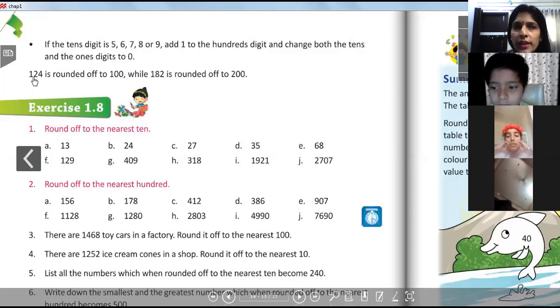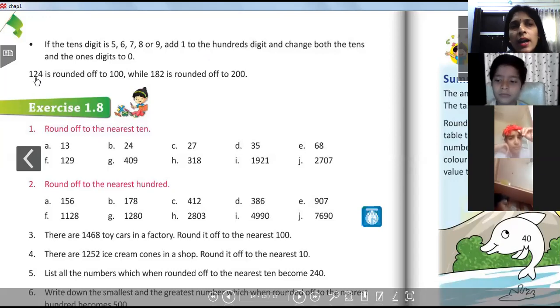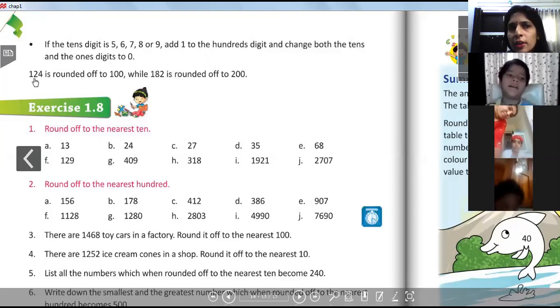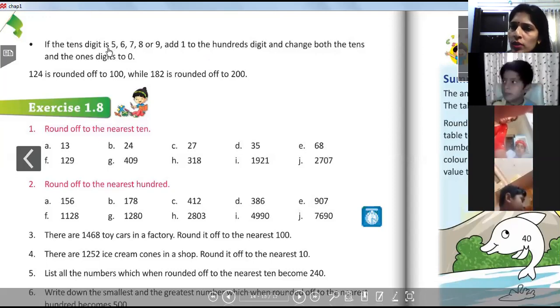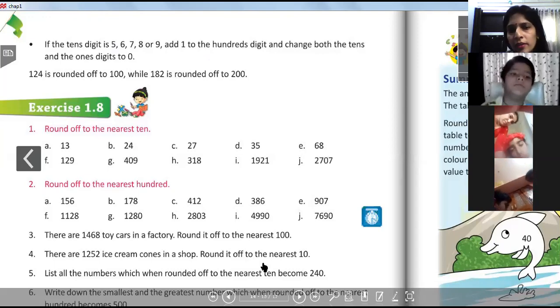So here I am having an example, 124. We check the digit at the tens place, as it is 2, means less than 5. So changing the tens and ones digits to 0, the digit at the hundreds place, 1, remains the same. Okay, children? So you have to follow these two rules while rounding off a number to the nearest tens and the nearest 100.